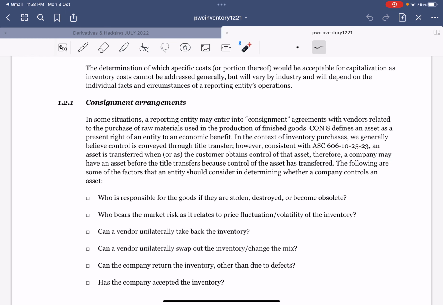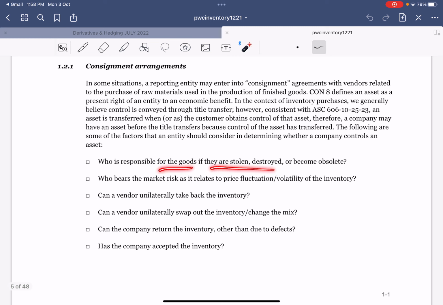So, as per the new revenue recognition, even if the title has not been transferred, but control has been transferred, then the asset is deemed to be transferred, and it is inventory, because control of the asset has transferred. So the following are some factors that an entity should consider in determining whether the company has control. Who is responsible for goods if they are stolen or become obsolete? It's pretty obvious.